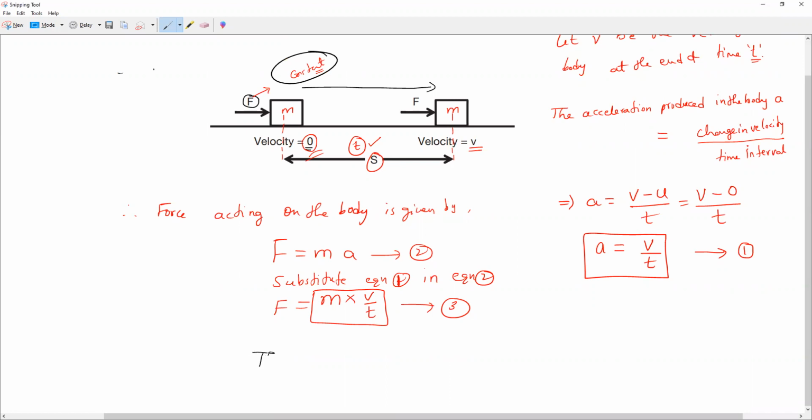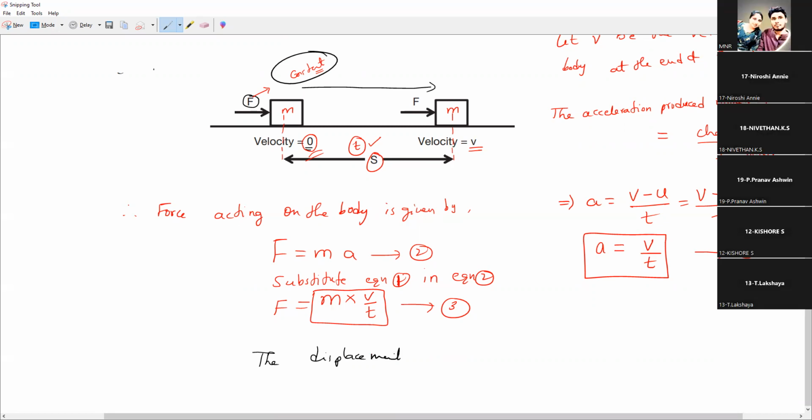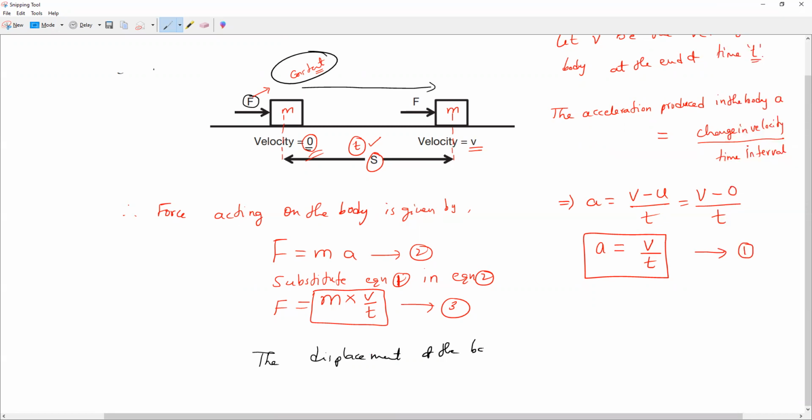So can you tell me the displacement given by the body? How to find it? As it is the displacement of the body, and the body is said to be under constant force. Can you tell me what is the formula? S is equals to... ut plus half at square? No, don't go with that. Displacement of the body. The body has a constant force applied. Constant force means uniform acceleration.